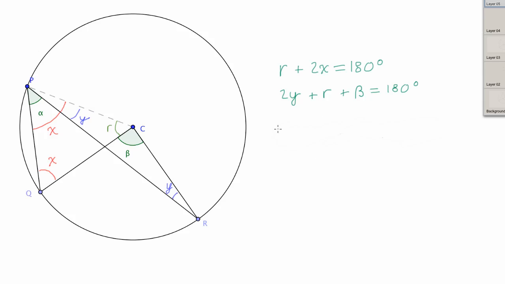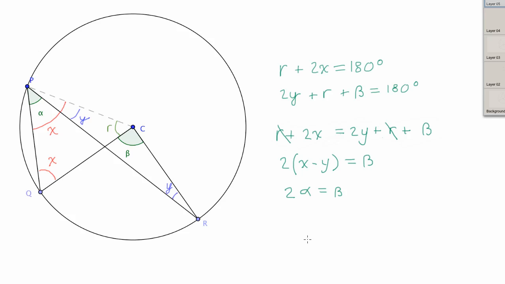Now we can equate these two, so we get r plus 2x is equal to 2y plus r plus beta. Now we can cancel those r's since we've got one on both sides. Let's move the 2y over to the other side by subtraction. So we get 2, and I'm going to group the x and y, 2 times x minus y is equal to beta. But if we look here, x minus y is just alpha. So we end up with 2 alpha equal to beta, which is what we wanted to prove.